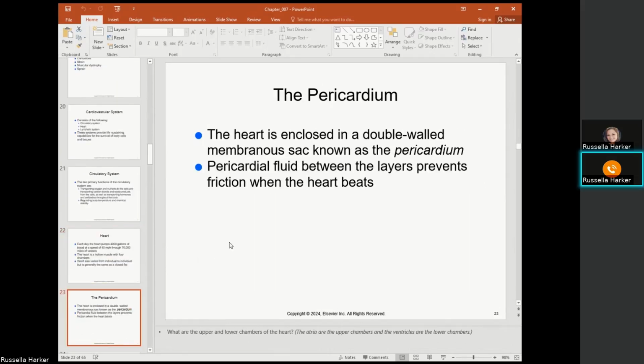The pericardium. The heart is enclosed in a double-walled membranous sac known as the pericardium. There's pericardial fluid between the layers, and it prevents friction when the heart beats. So this pericardium makes sure that we don't have any friction in any of the layers, between the wall of the heart and any of the other organs.